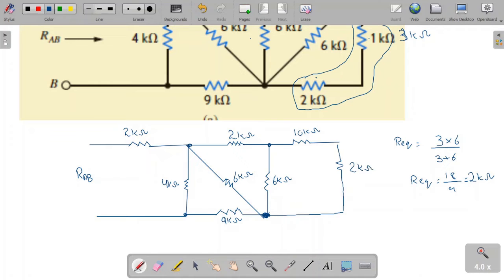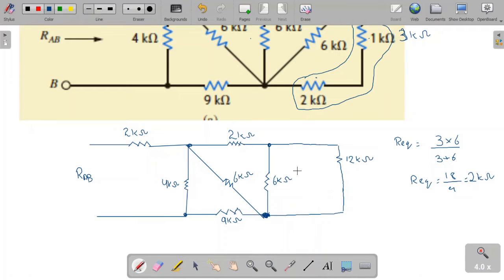Fine. Now if we have a look, this 10 kilo ohm resistor and this 2 kilo ohm resistor are in series, and in series, resistors are added. So now I can replace this resistor by 12 kilo ohm. Why? Because 10 plus 2 is 12 kilo ohm. I'm going to erase this and simply say that this is now 12 kilo ohm. Okay, this is my 12 kilo ohm resistor.